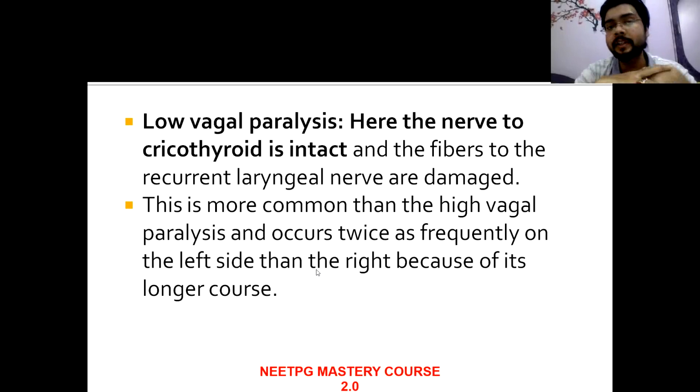Also, in left recurrent laryngeal nerve palsy, the causes are in the thorax, like bronchogenic carcinoma and mitral stenosis. There is one syndrome, Ortner syndrome. So I would like you to tell me in the comment section, maybe by googling, but you should know what Ortner syndrome is, and I will reply to you in that comment, appreciating your effort. So do write me what Ortner syndrome is.